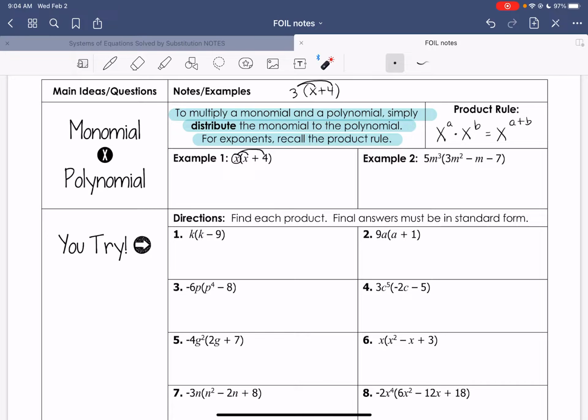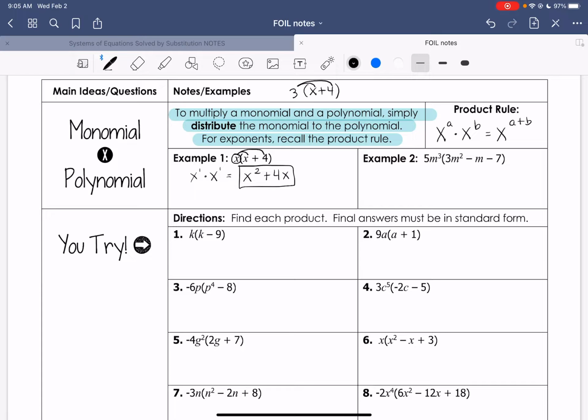So we're taking this x and we're multiplying it times x. And so something we need to remember is that every x has an exponent of 1 if we don't see another exponent there. So we're going to say x to the first times x to the first is going to equal x to the second, or x squared, and then x to the first times 4 is going to be 4x.